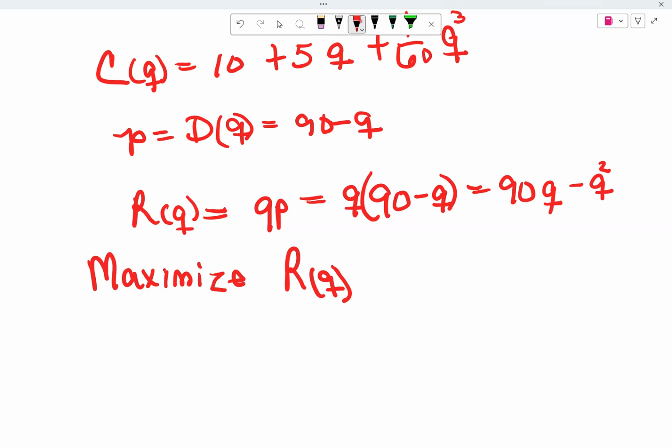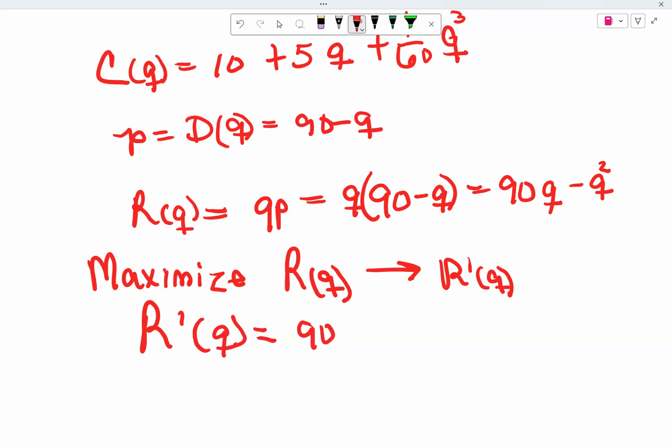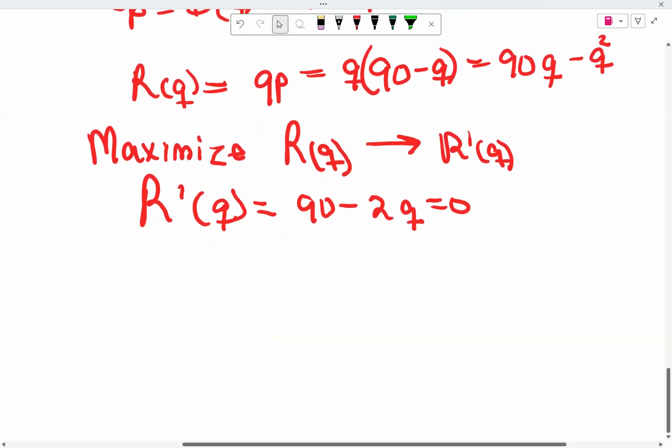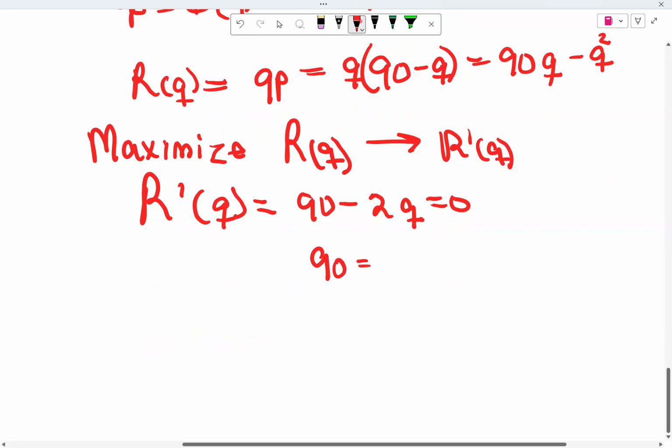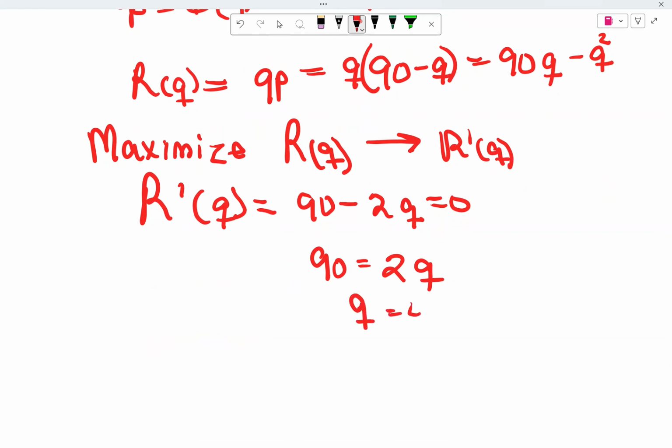So in this case, to maximize it, what we want to do is to find that first derivative. So we're going to take that first derivative, which is 90 minus 2Q, and set that equal to 0. And so we solve, we end up with 90 is equal to 2Q, and therefore Q is 45. So this 45 is our critical number.